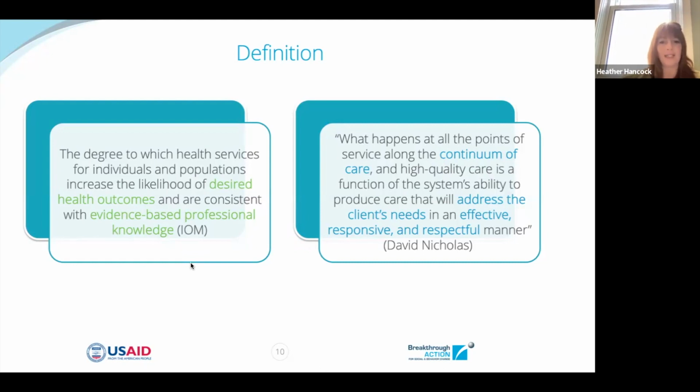And David Nicholas adds some ideas to this definition and emphasizes that we need to pay attention to the whole continuum of care. What happens before a service interaction, during that interaction, and then after the interaction can all affect quality. He also raises this idea that quality is connected to the larger system. So he talks about quality care being a function of the system's ability to do these things, and also being responsive to client needs specifically. And all of these things are done in effective, responsive, and respectful manners. So we'll dive into some of these concepts in just a minute.